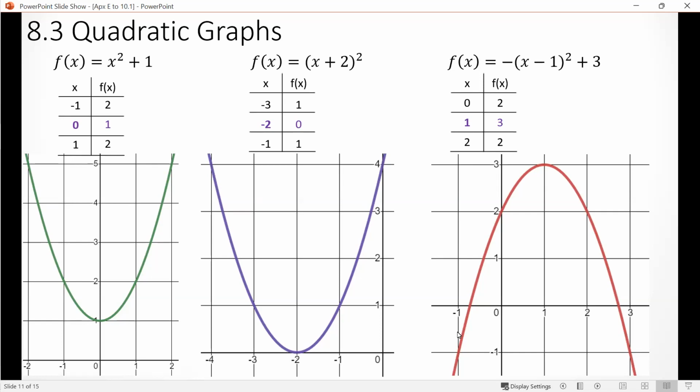Okay. So that's quadratic graphs and how they shift. Take a look at these to notice that when we add a 1 outside of the squared, it shifts us up by 1. When we add a 3 outside of the squared, it shifts us up by 3. But when we add inside of the squared, it shifts us left. And when we subtract inside of the squared, it shifts us right.